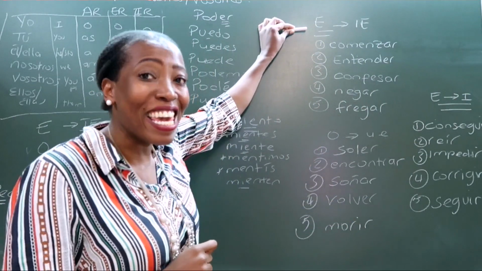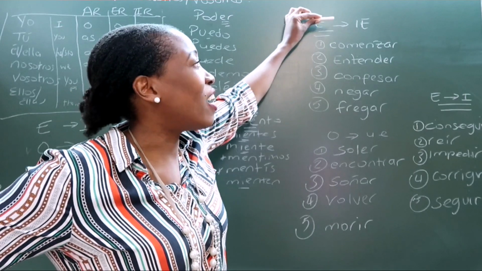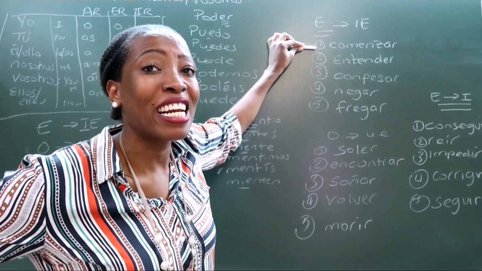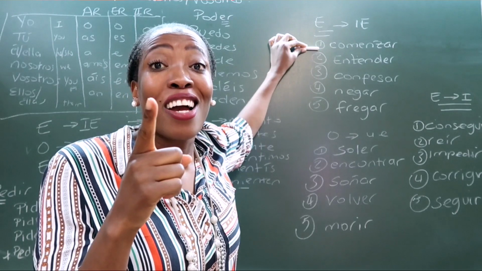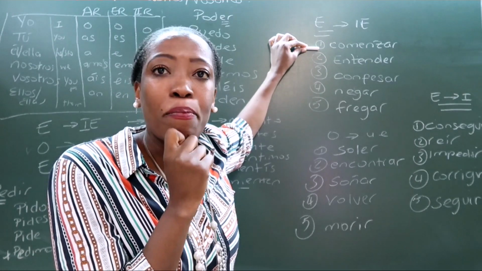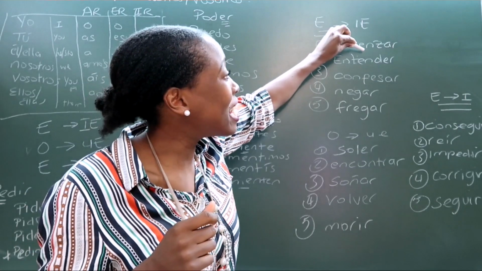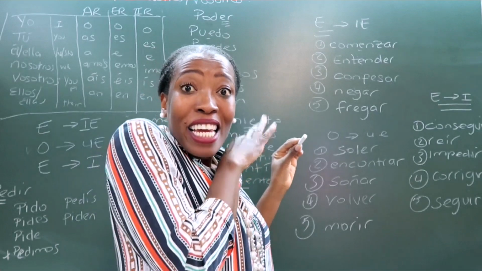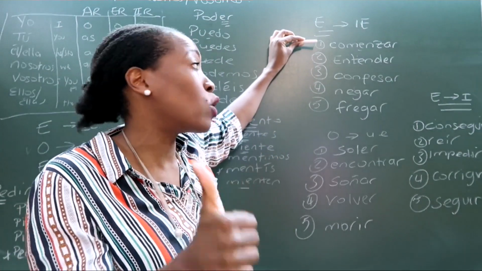So for the E, the verbs that change their E to IE, we have a very common verb which is comenzar, which is to begin. Example: Comienza el curso ya. The course is beginning now. So comenzar, which is one of the verbs on your list.